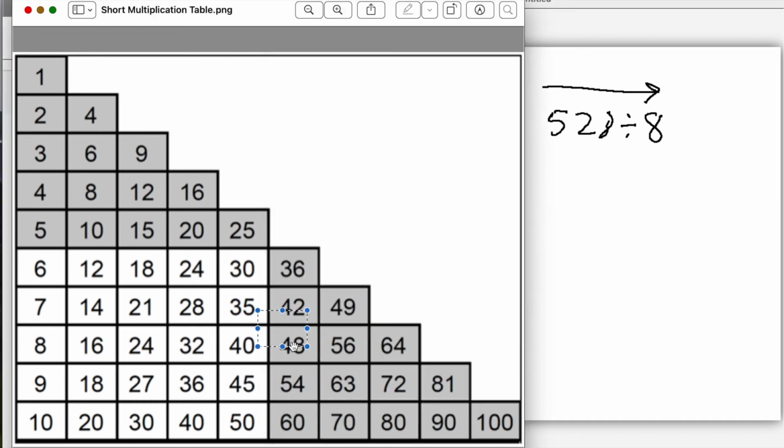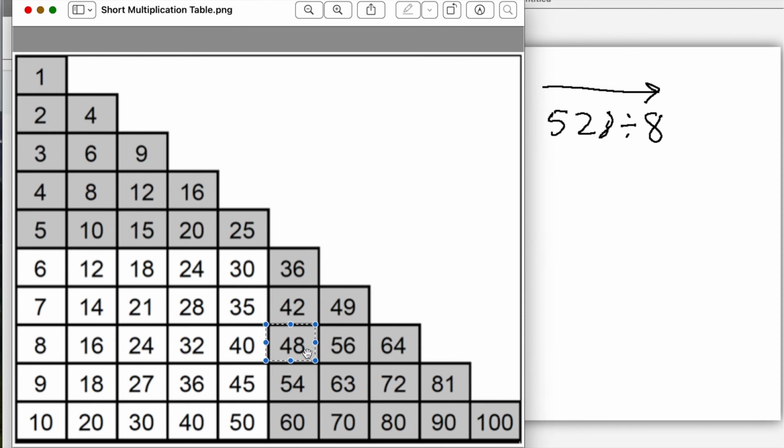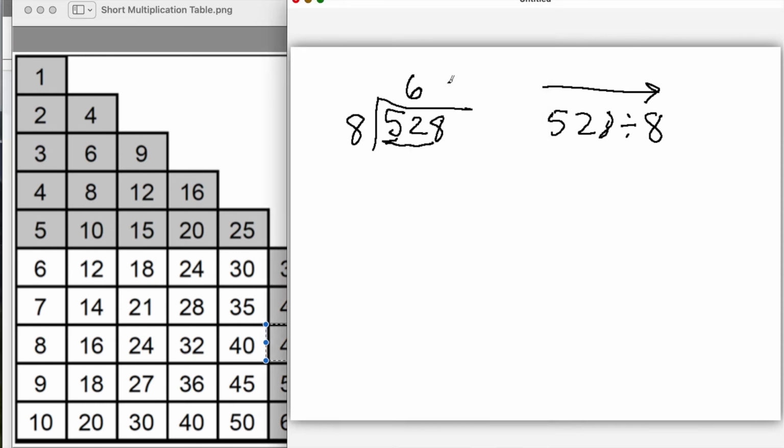Okay, 8 goes into 52 6 times. What number did that get me to, Scarlett? Oh, it got you to 48. Okay, how many do I have left over to get to the number 52? Oh, well, 48, 49, 50, 51, 52. There's 4 left over. You're right. That means that the 4 goes here, and this number becomes 48.